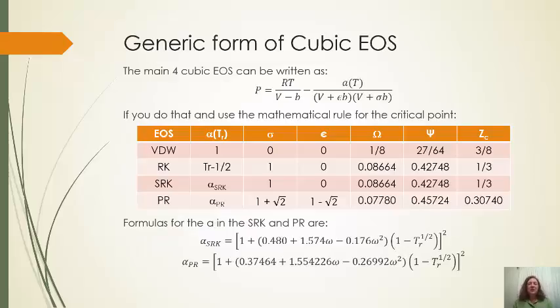Now, in order to make all of the math easier, and this really does make it easier, trust me, at least there's a uniform approach to solve all of these things. The authors of this textbook have the form of the equation as shown on the screen. It's got the RT over V minus B because they all have that. And then it's got some sort of function of temperature on the top, and V maybe plus something B, maybe not.